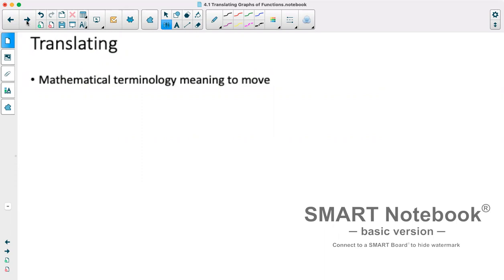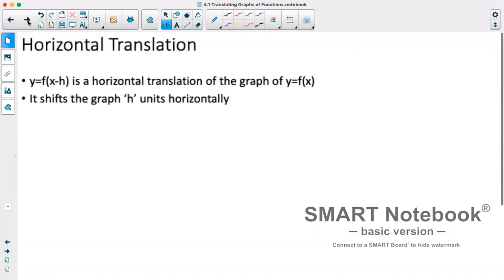Typically we refer to that as a horizontal translation if it's left to right, or a vertical translation if it's up or down. For a horizontal translation, y equals f of x minus h is a horizontal translation of our original graph by h units horizontally. So if we have, say, x minus 2, it shifts it positive 2 units. If we had x plus 3, it would shift it horizontally negative 3 units.